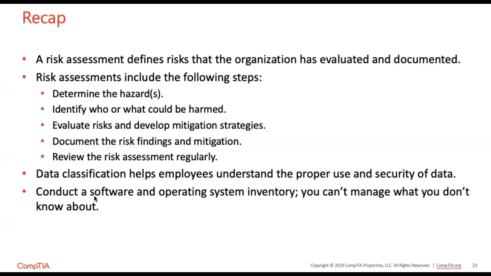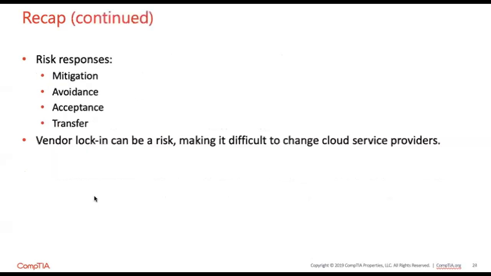So data classification helps employees understand the proper use as well as the security of data. And this is mostly done using a software or an operating system that can help the organization know what they can manage and know what they can't manage, especially within the cloud. Another thing to think about is risk responses, which are four, and that is your mitigation, avoidance, acceptance, and transfer. Another good way to have an acronym, so you can have an acronym of MAT or TAM, which goes with the same thing and allows you to be able to answer that question.